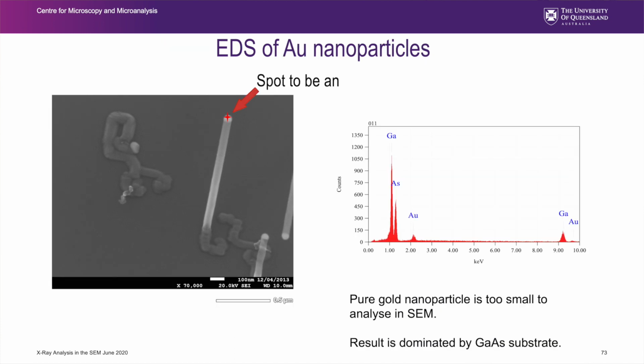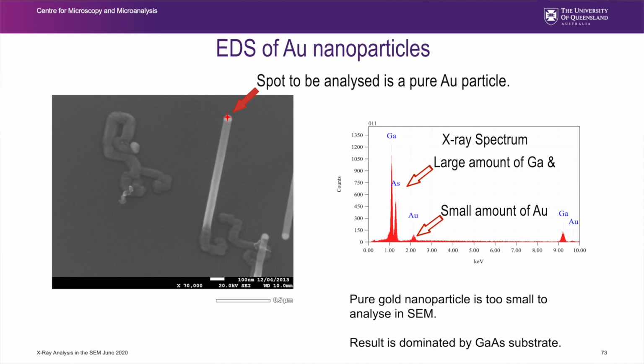When I put the spot to be analysed on what I know to be a pure gold particle, as you can see on the left, that's my spectra on the right. The spectra of my pure gold particle shows a little bit of gold and a lot of gallium and arsenic, because my gold particle is tens of nanometers in size, but my interaction volume is microns in size.